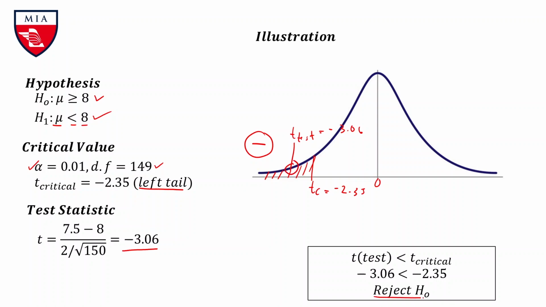Therefore, we can reject the null hypothesis because the t-test is less than t critical. So negative 3.06 is less than negative 2.35. Therefore, we can reject the null hypothesis. And the very basic explanation for why we rejected the null hypothesis is because the t-test is in the critical region, or the value of our t-test is in the critical region.